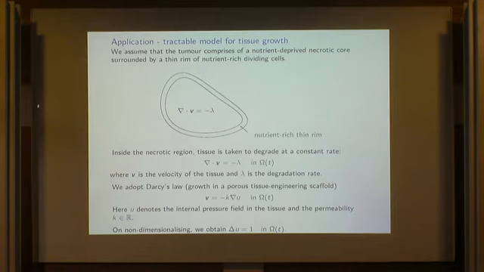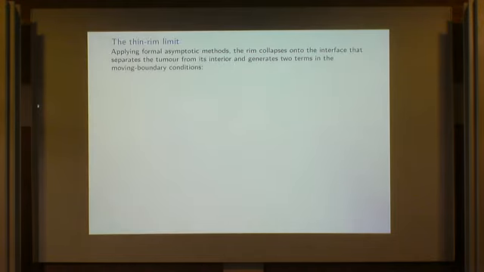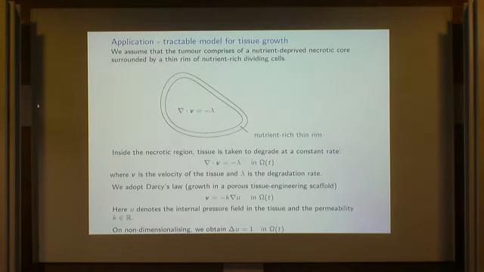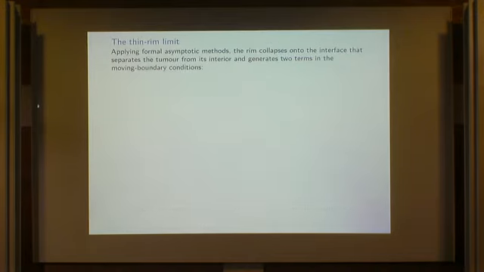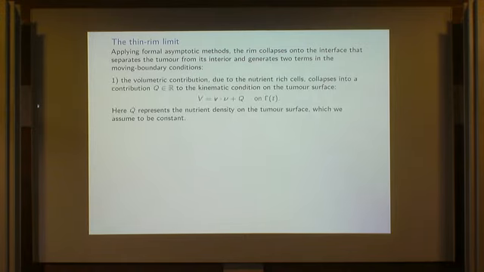And so where do the boundary conditions come from? The Robin boundary conditions that we saw come from applying this thin rim limit. What we're thinking about is this thin nutrient-rich region surrounding the exterior of the tumour, and if we think of the limit of this tending to 0 to get us this free boundary problem, with the thin rim collapsing onto the boundary of the tumour, then formal asymptotics give us that the rim collapses onto the interface and generates these two moving boundary conditions.